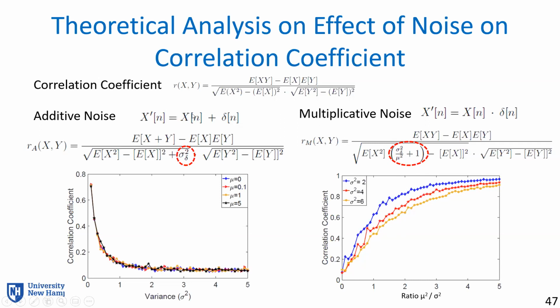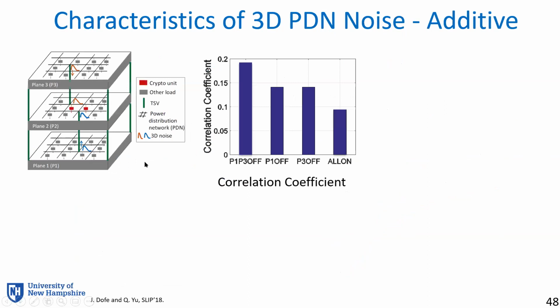This is the theoretical analysis. We predicted that if the noise from the 3D structure is additive, this is how the correlation will change. If it's multiplicative, then this is the trend. With that in mind, we created 3D models at the transistor level and tried to measure how the power distribution network noise contributed to the middle layer's signal. So we compare the power correlations. This is what we have if we have multiple tiers turned off, or one of the tiers turned off, or all of the tiers turned on. This is the power correlation we observed.